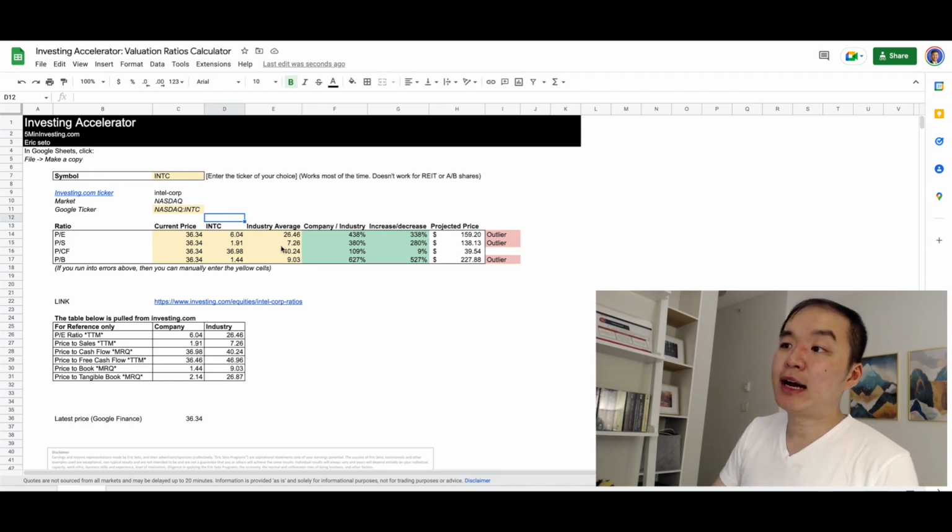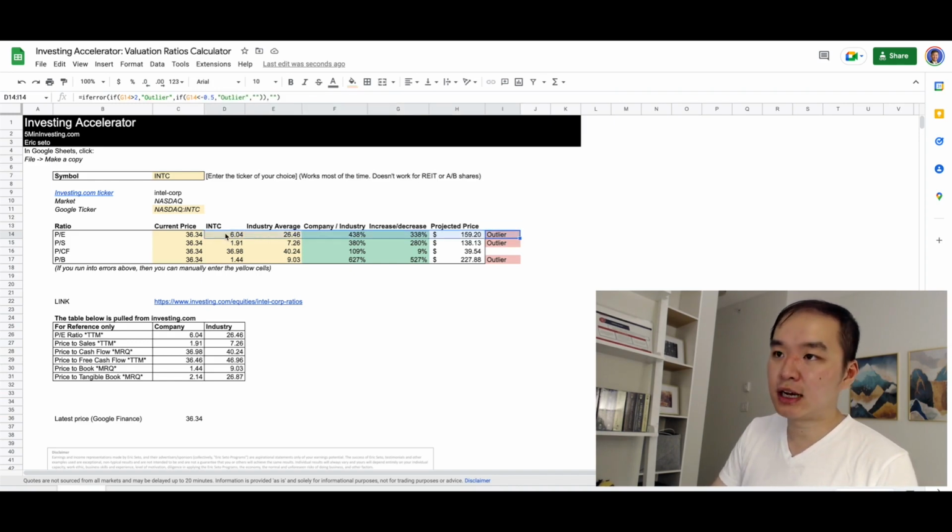So for Intel, you actually see that it is really undervalued, even though their metrics are very nice. It is a really big company, so that's why you will see a lot of outliers. For example, for P/E ratio, Intel is only 6, which is actually very low, very cheap, and they also give out a dividend as well, and the industry average is 26, which represents a lot of upside, but that is not going to be realized in the short term, so it is an outlier.